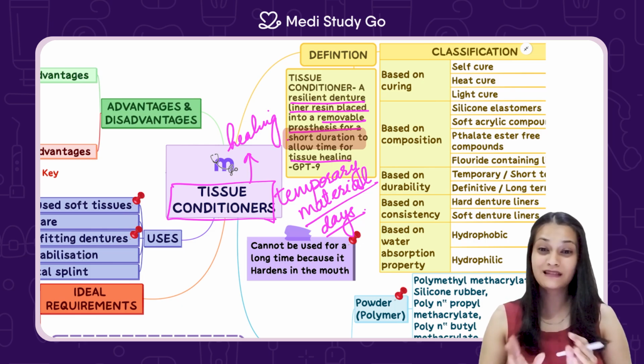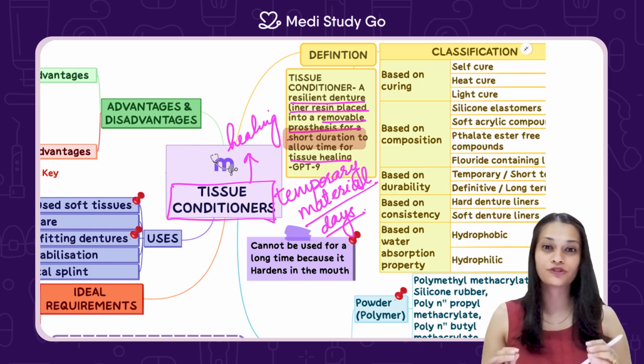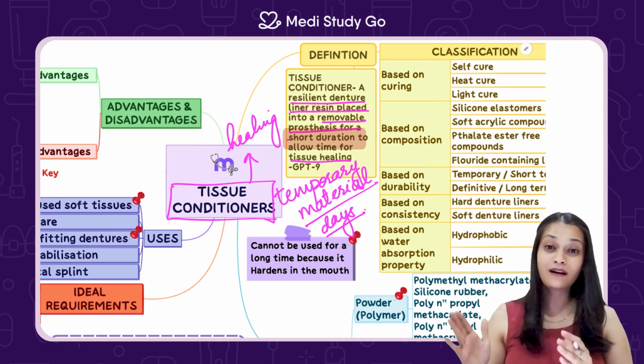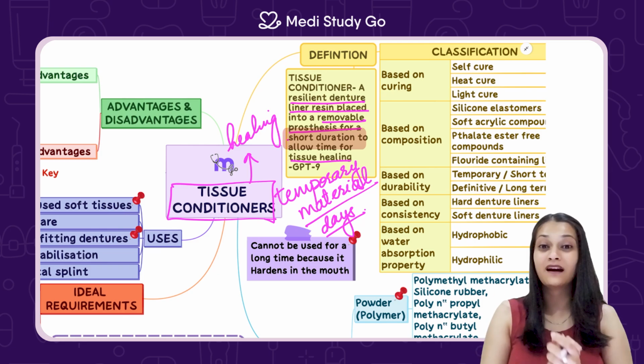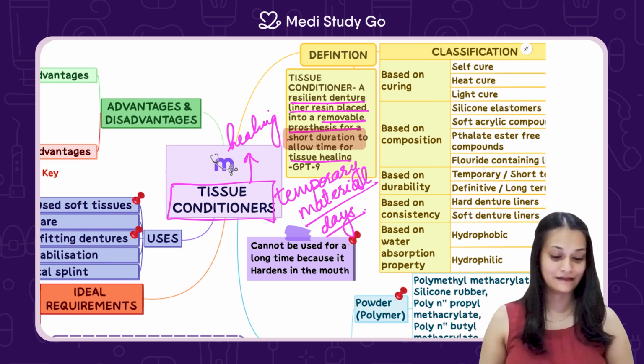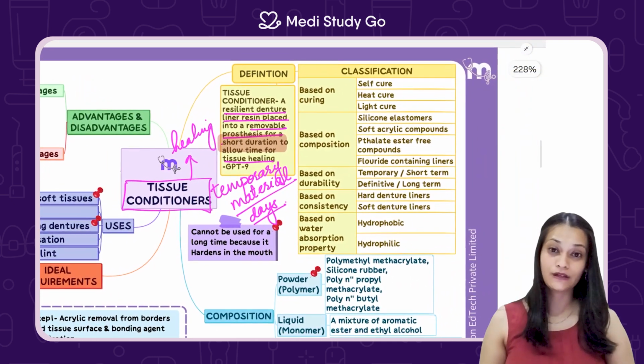So what you do is you just place something like a cushion that's actually going to act like a barrier and not let that friction cause any other harm. It's going to give that time, space and the tenderness to the tissues to come back to their original health. So this was about your tissue conditioner.